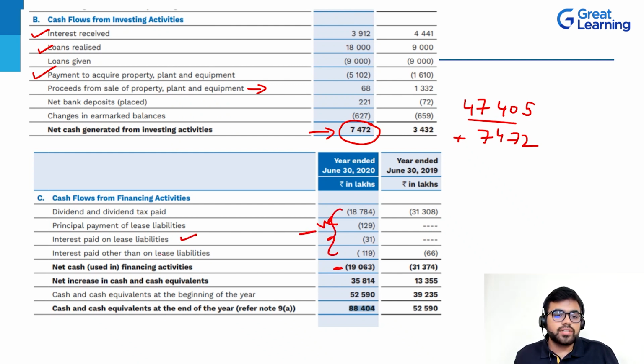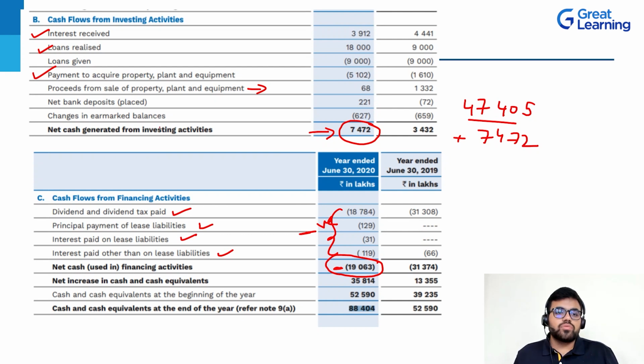Interest on liabilities, interest paid on lease, principal payment of liability, dividend and dividend tax paid. So all this is negative. So we have a negative figure. It's in brackets, 19,063. Now what should be in brackets and what not?